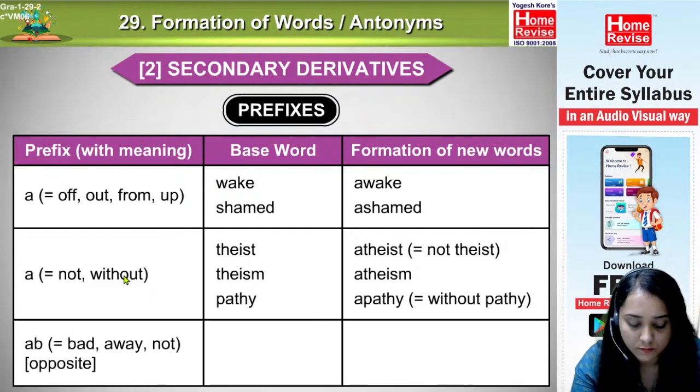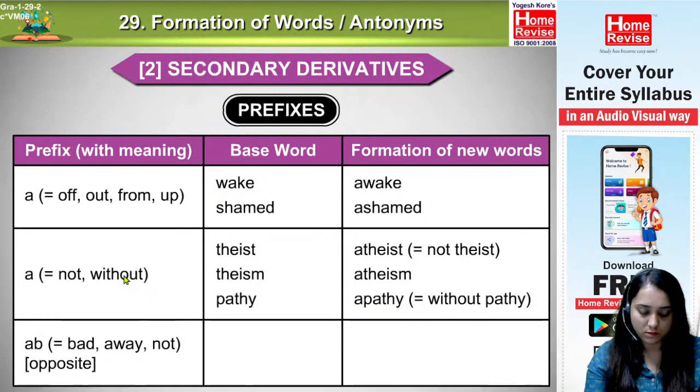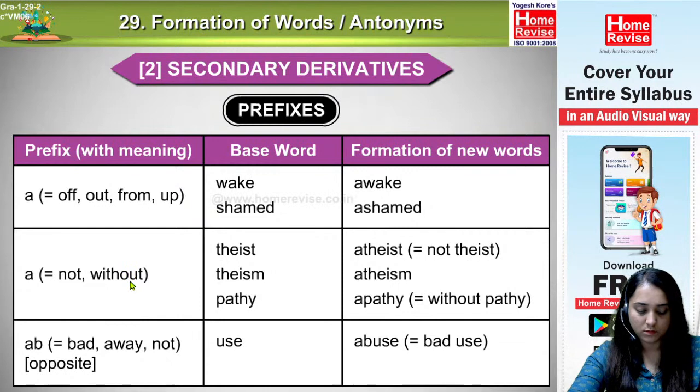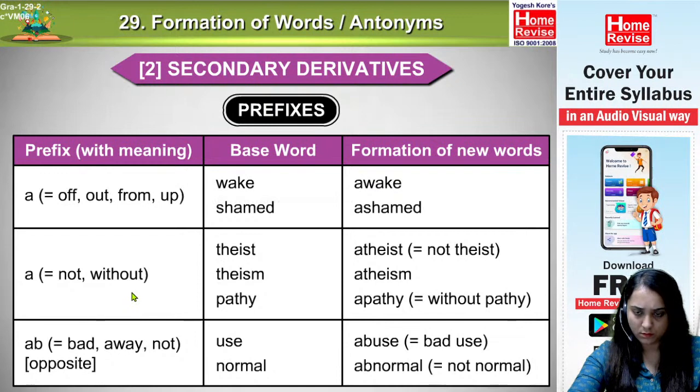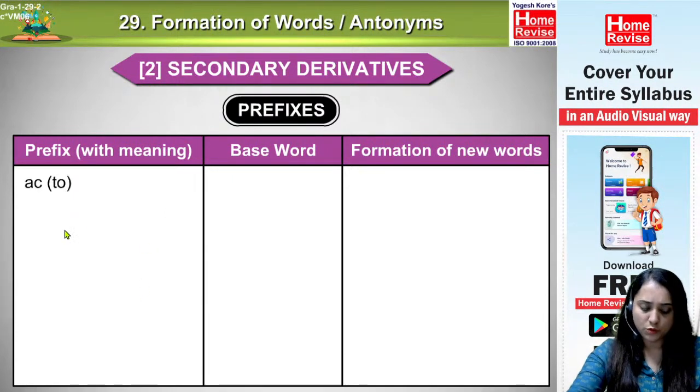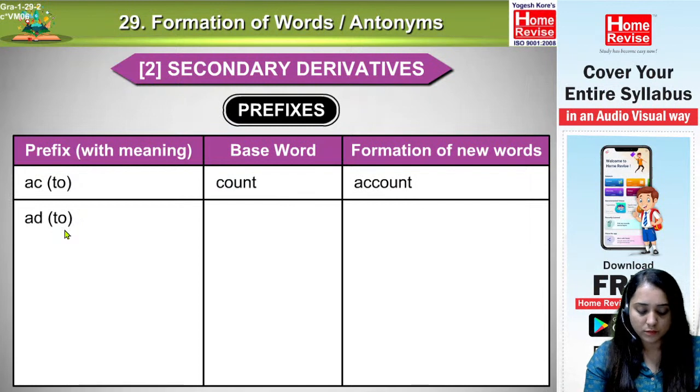Ab, means bad, away, not, or opposite. Prefixed to these words: use, abuse, means bad use. Normal, abnormal, means not normal. Ac, meaning to. Prefixed to knowledge, or to count, it becomes the new word account. Ad, meaning to, prefixed to join becomes adjoin, meaning to join.